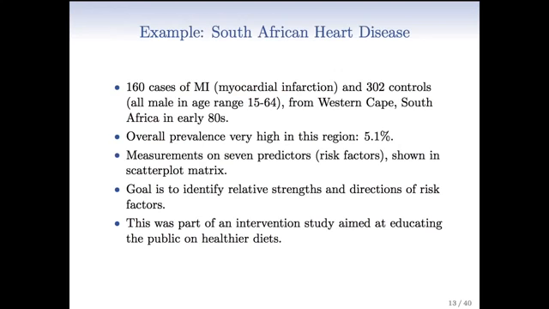So in this case, we're not really trying to predict the probability of getting a heart disease. What we're really trying to do is to understand the role of the risk factors in the risk of heart disease. And actually, this study was an intervention study aimed at educating the public on healthier diets. But that's a whole other story.